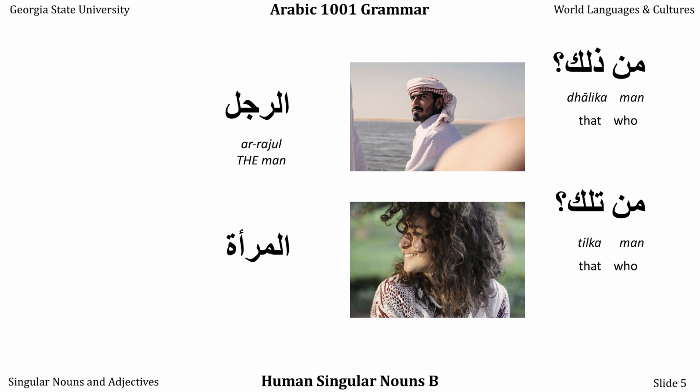Men tilka, who's that? We're going to say al-mar'a, the woman. Mar'a, by itself, we add al to it. It doesn't swallow the L. We hear al-mar'a. Al-mar'a means the woman. So ar-rajul, the man. Al-mar'a, the woman.